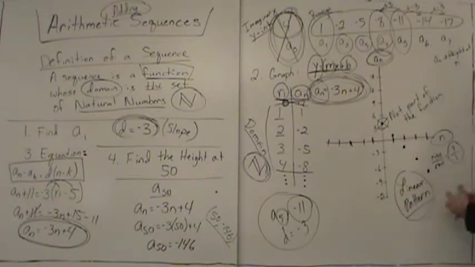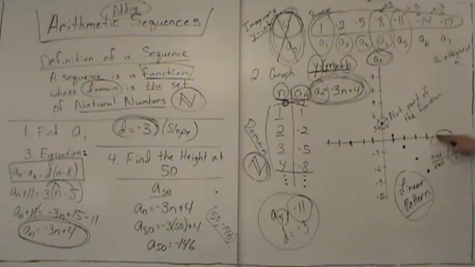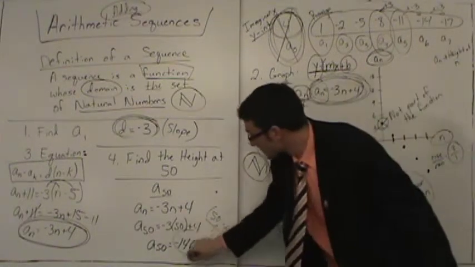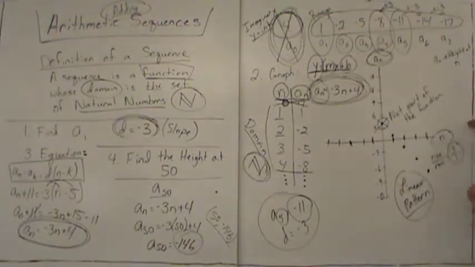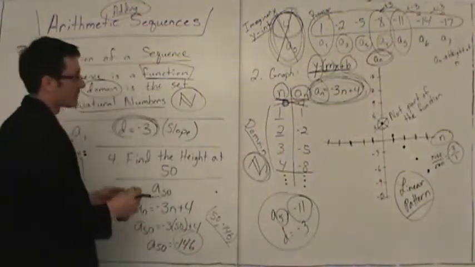This is the concept of negative slope. If we go out to 50, at 4 we're at negative 8. At 5 we would be at negative 11. If we go all the way out to 50, way out here, where would we be? Way down where? At a height of negative 146. So way out at 50, we would be way down at negative 146. Makes sense. Okay, so our height at 50 is negative 146.